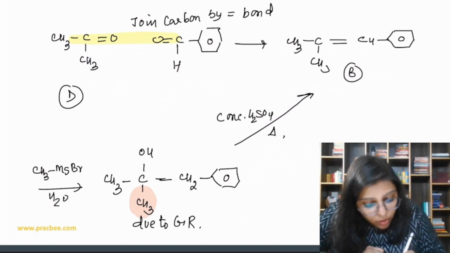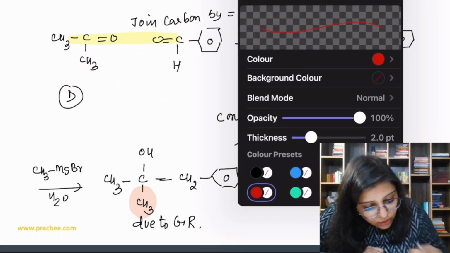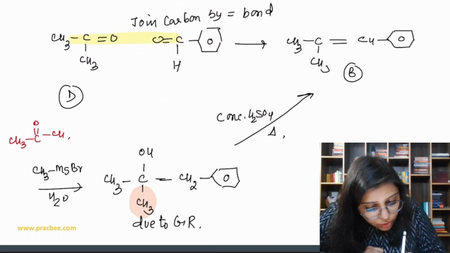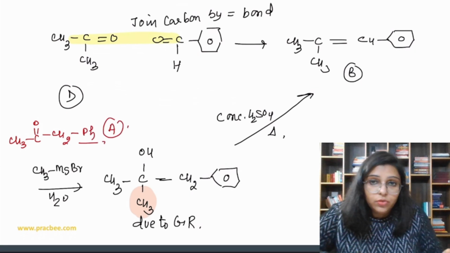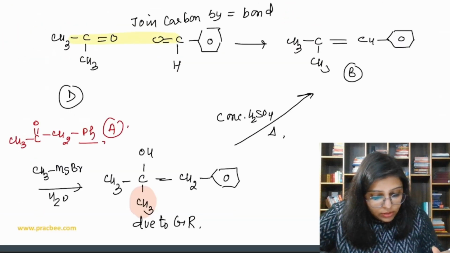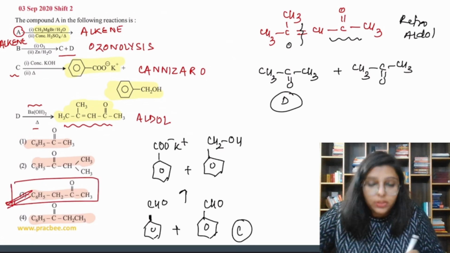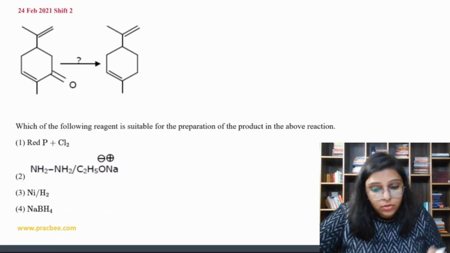So how do we form A? A is going to be this one, CH3, C double bond O, CH2, and here we have phenyl ring. So this must be A. So let's compare this. So we have C6H5, CH2, C double bond CH3. So option 3 is going to be the correct answer. Okay. Now let's do next question.